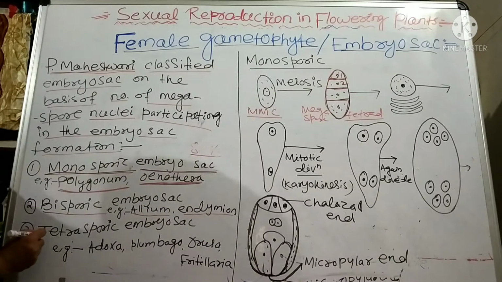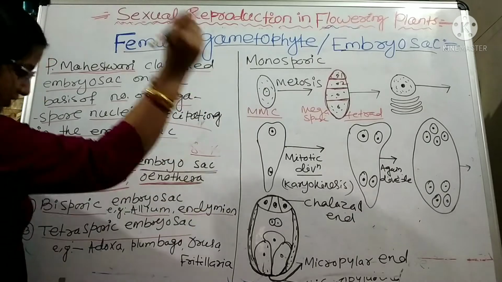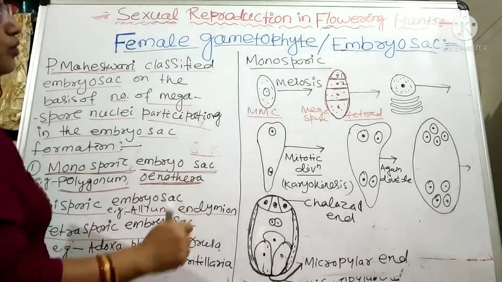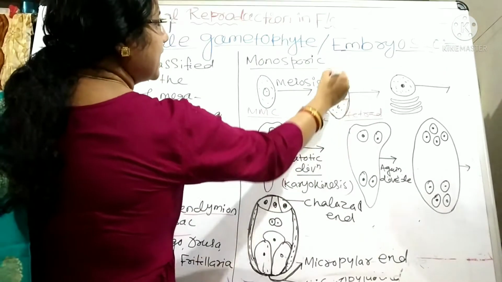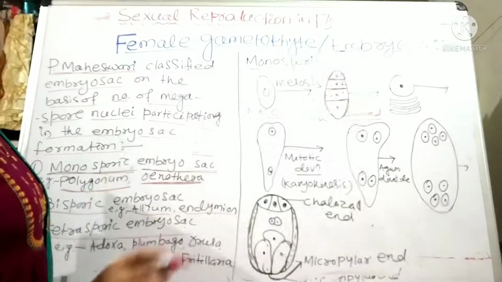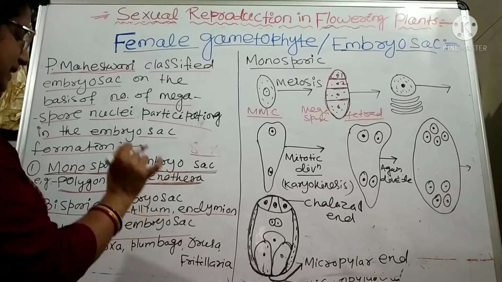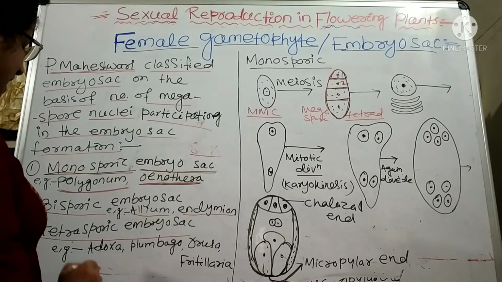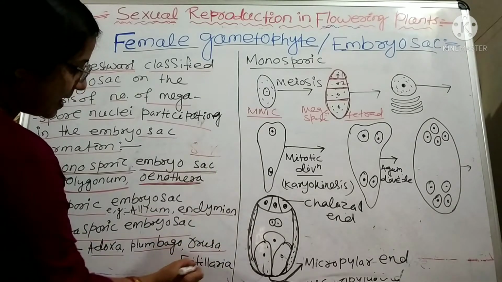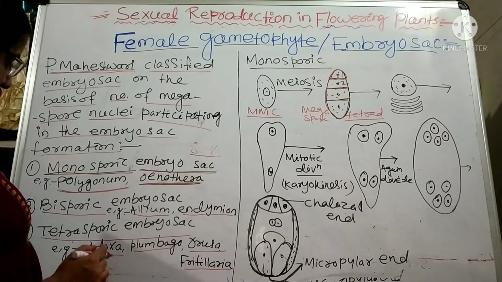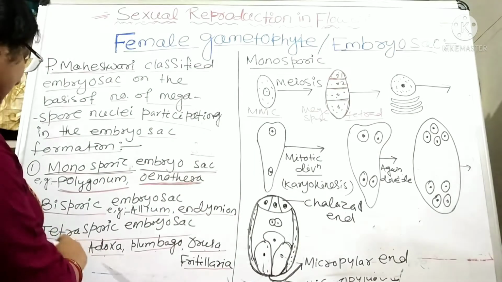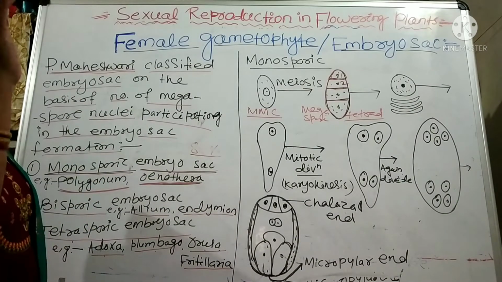Then the third type is tetrasporic embryosac. Tetra means 4. When all the 4 megaspores participate in the formation of a female gametophyte or embryosac, it is known as tetrasporic embryosac, and the examples are Adoxa, Plumbago, Drusa and Fritillaria.